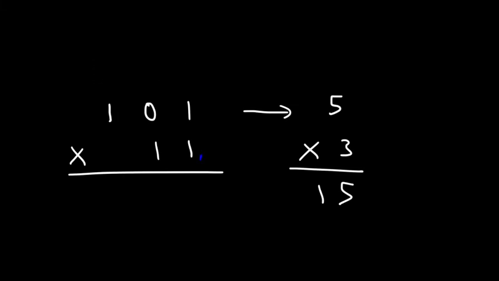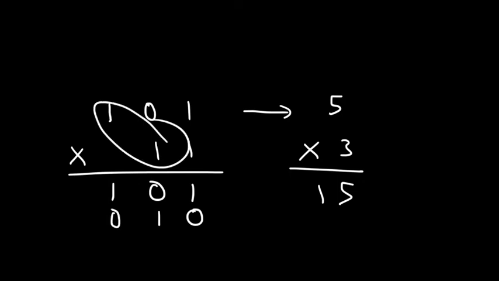First we do 1 times 1, which is 1, and then multiply 1 by 0. 1 times 0 is 0, and then 1 times 1 equals 1. Now to go to the next row, we need to add a 0, and then multiply 1 times 1, which is 1. 1 times 0 is 0. 1 times 1 is 1.